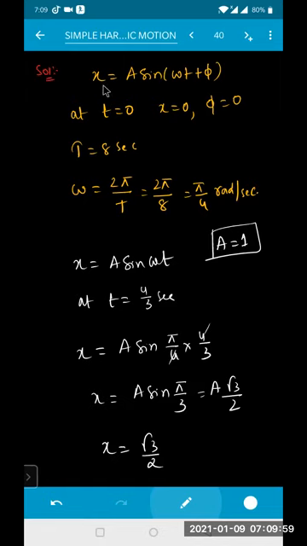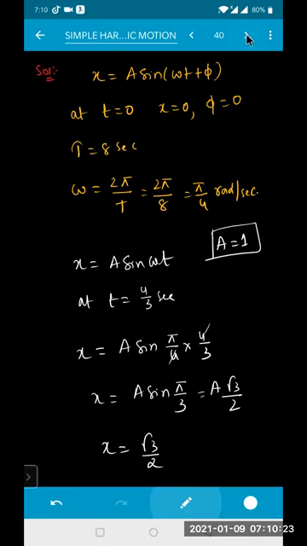Amplitude will be equal to, x value is 0, A sine omega t plus phi. T is equal to 0. This value is how much? 0 plus phi. So sine phi is equal to 1 by A. Phi value how much has he given right now? 0. Omega value is equal to how much? Pi by 4. Isn't it? So amplitude is equal to 1. So x value is root 3 by 2.